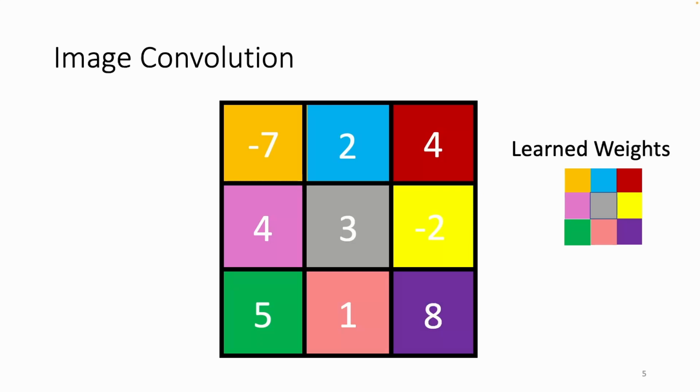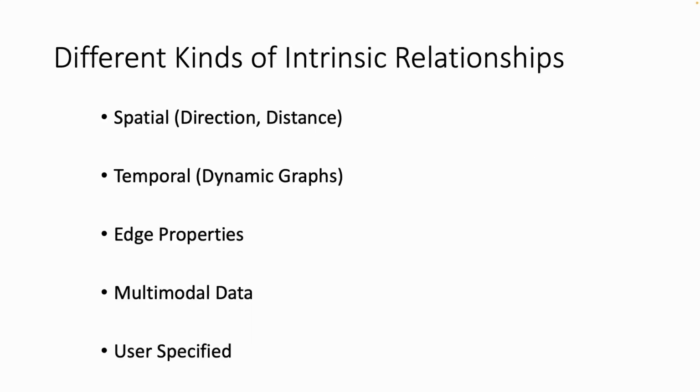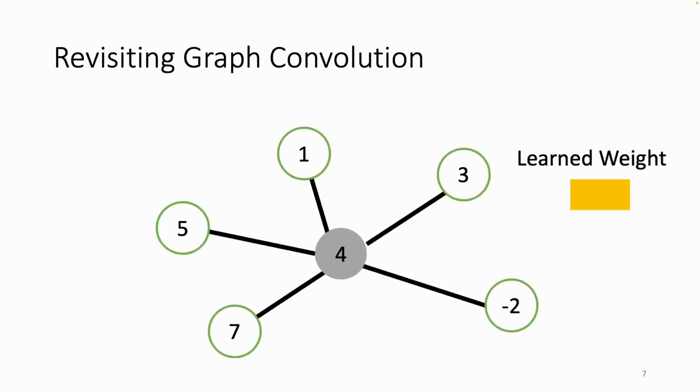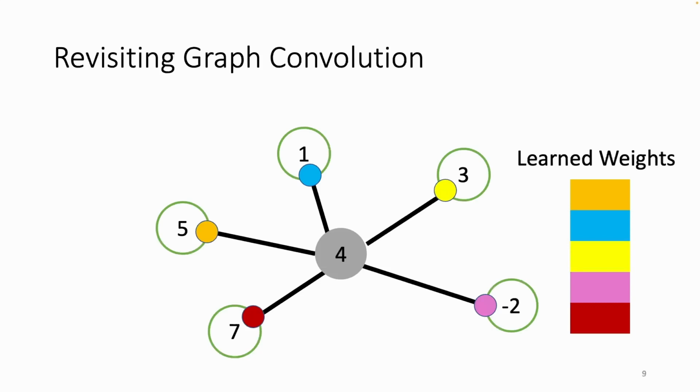Graph data often has intrinsic relationships, such as spatial relationships, where nodes have direction and distance relative to each other, or temporal information, where dynamic graphs are involved and the nodes are changing over time. Edge properties, such as bond types in molecules, or multimodal data, where you're connecting edges to different types of data, or even user-specified properties that may be in the data itself. So what if you could apply different learned weights to each node based on their specific relationship to the current node? This would allow the neighbors to pass unique messages in the graph convolution, just like in image convolution.